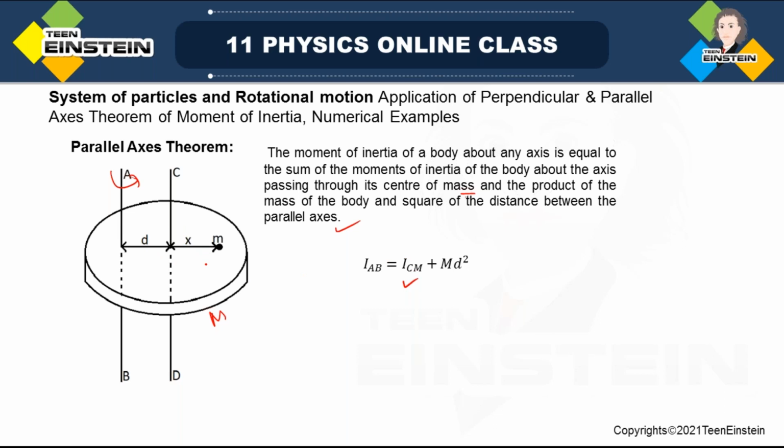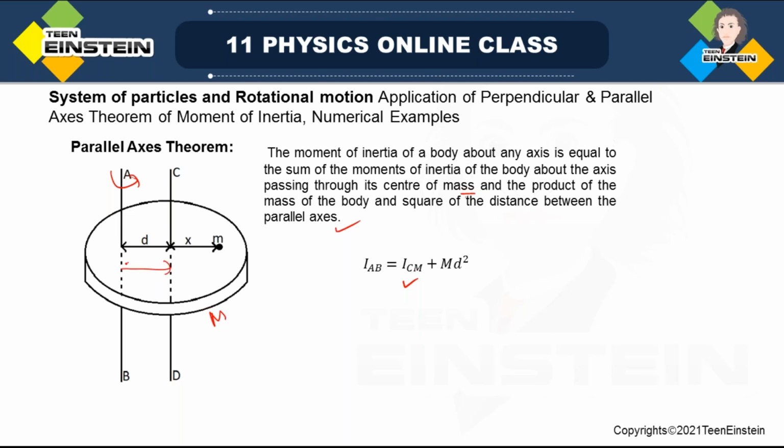The moment of inertia of that object about the AB axis, which is parallel to the axis CD passing through the center of mass, will be given by the moment of inertia about the axis passing through the center of mass, plus the mass times the square of the distance.